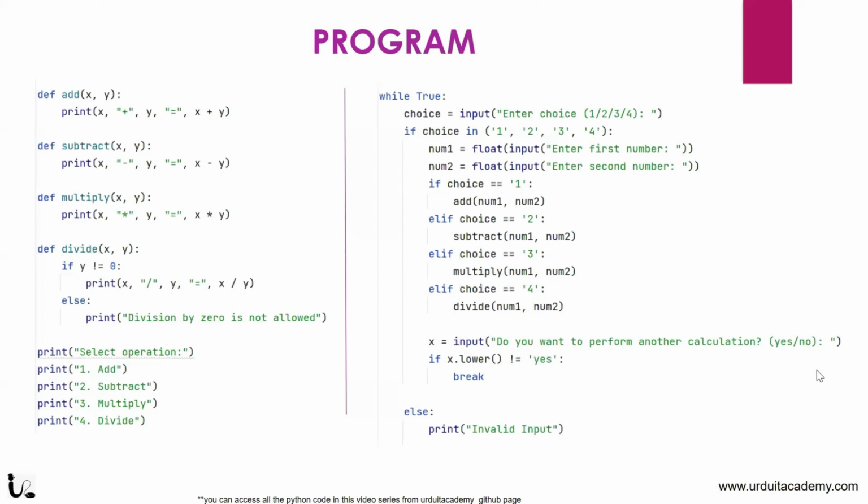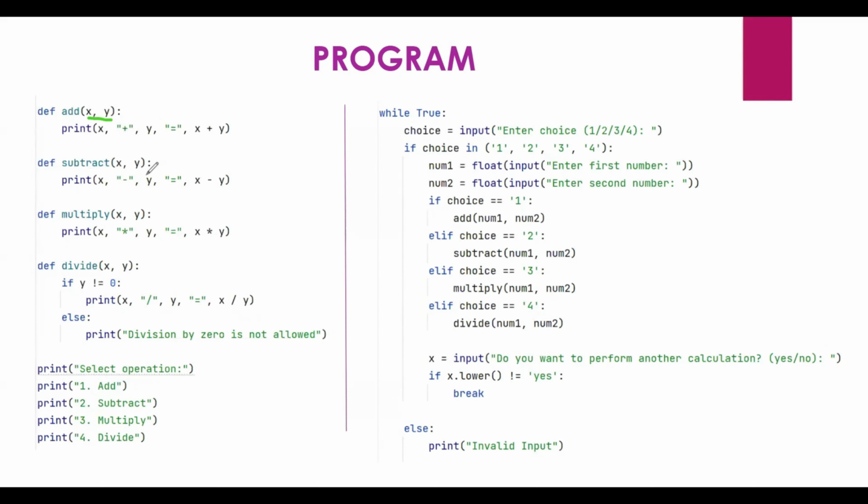Now, let's have a look at one last program. Here, this is a code to create a calculator. Okay. So I have four functions here: add, subtract, multiply, and divide. All the functions have two parameters, x and y. Okay. So first, what I'm doing is I'm asking the user, select the operation, 1 for add, 2 for subtract, 3 for multiply, and 4 for divide.